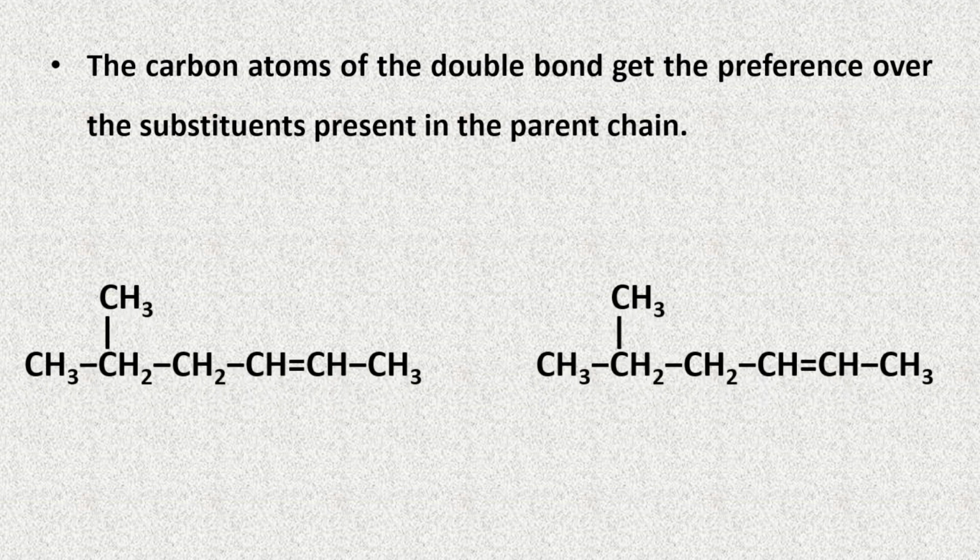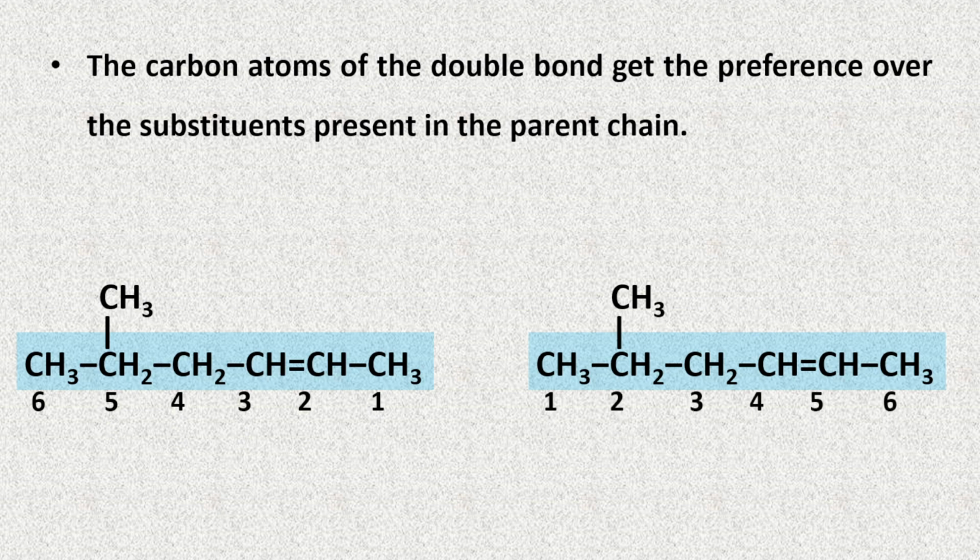In this organic compound, if the numbering is carried out from the right end, the doubly bonded carbon atom will get the position number 2. And if the numbering is carried out from the left end, the doubly bonded carbon atom will get the position number 4. So numbering from the right end is correct.